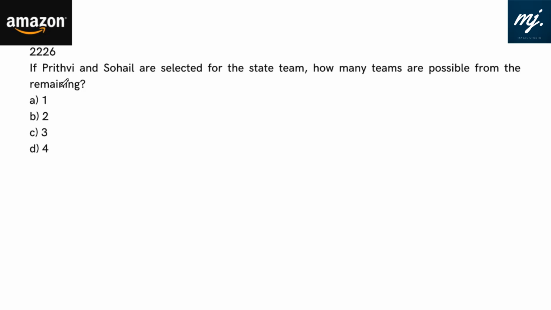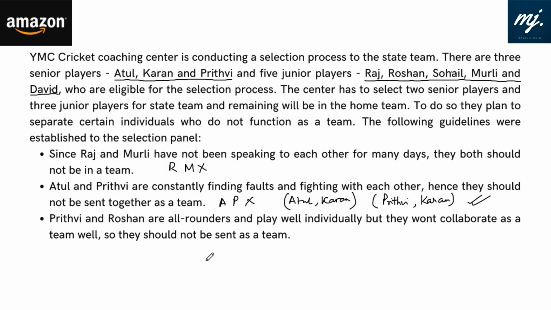So now the next question on the same case is, if Prithvi and Sohail are selected, how many teams are possible from the remaining? We know that Prithvi is there and Sohail is there. Let's get back to the case. Okay, so we are back on the case. We know that Prithvi is there. Out of Atul, Karan, Prithvi is there. And out of Raj, Roshan, Sohail, Murli, David, Sohail is there. Now we know that Prithvi is not going with Atul, so Karan. These are confirmed.